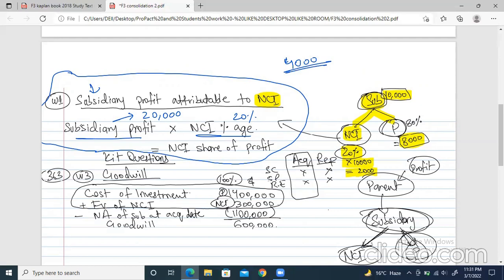Now let's see this example as well. I've explained it over here in the diagram as well. Let's take this example. This is a subsidiary.